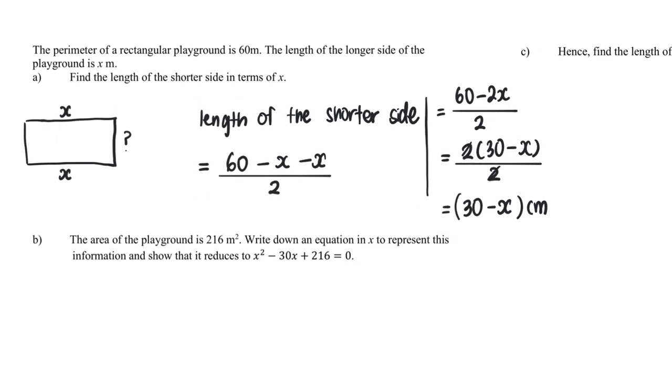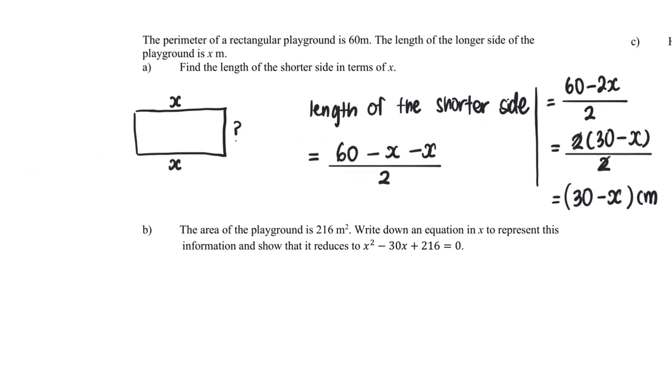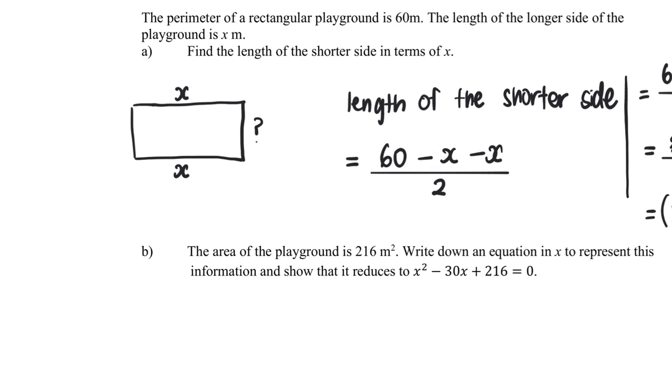The area is 216 meters square. Write an equation in x to represent this and then reduce it to x squared minus 30x plus 216 equals to 0. So now that I know that this is 30 minus x, the area will be 30 minus x, I also need to times x, and this is the area, and they tell me the area is 216.